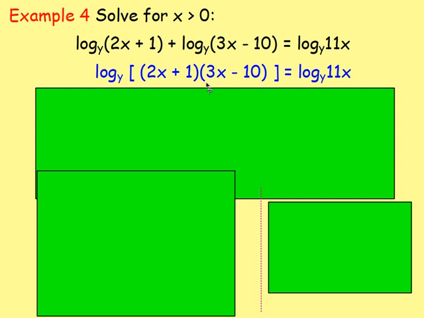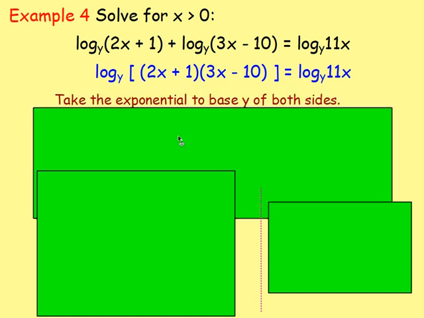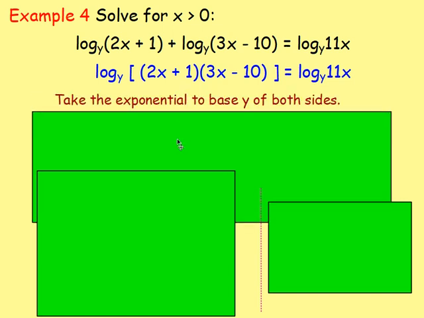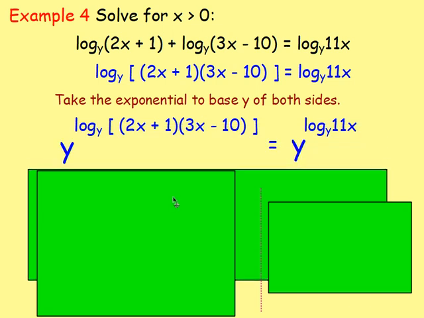From there, well, I suppose we could multiply it out with brackets, but really what we want to do is get rid of the logs. We've got logs on both sides. So to do that, because it's log base y, let's take the exponential to base y of both sides. So we'll then have y to the power of log base y of all of this equals y to the power of log base y of 11x.